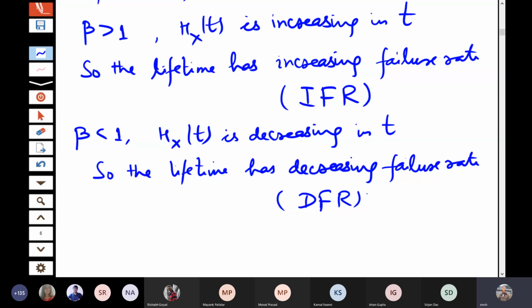So is this concept clear? What about examples for beta equals 1? Beta equal to 1 corresponds to the exponential distribution. So the distributions which are very, very robust, there you will have close to a constant failure rate.